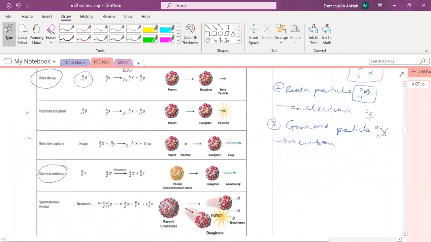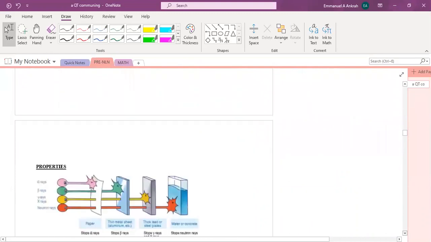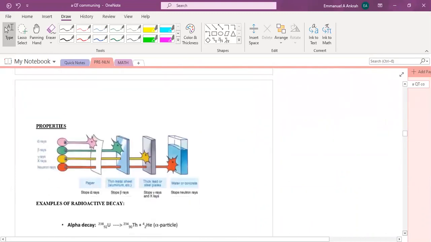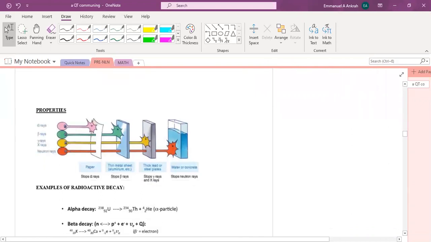Then I started to show you some properties of the radiations. How are they classified? The classification is based on what stops them. They have a degree of permeation, how they can permeate or pass through objects, and that is called the penetrability.